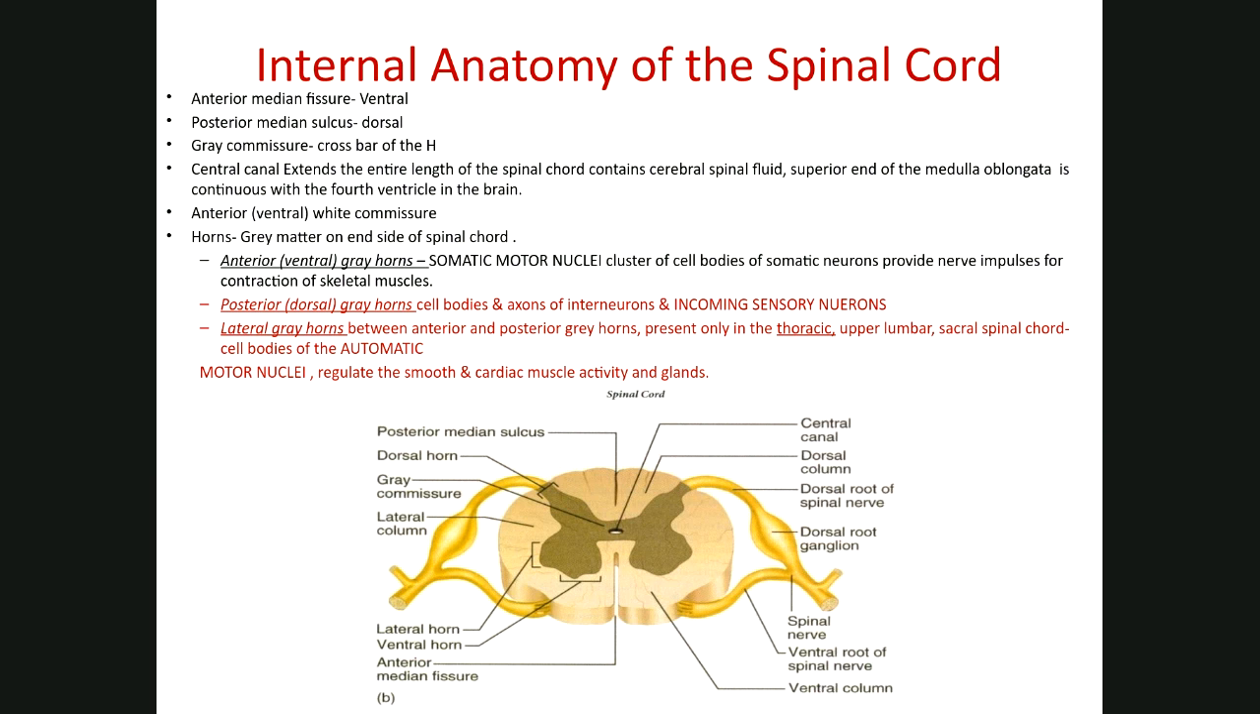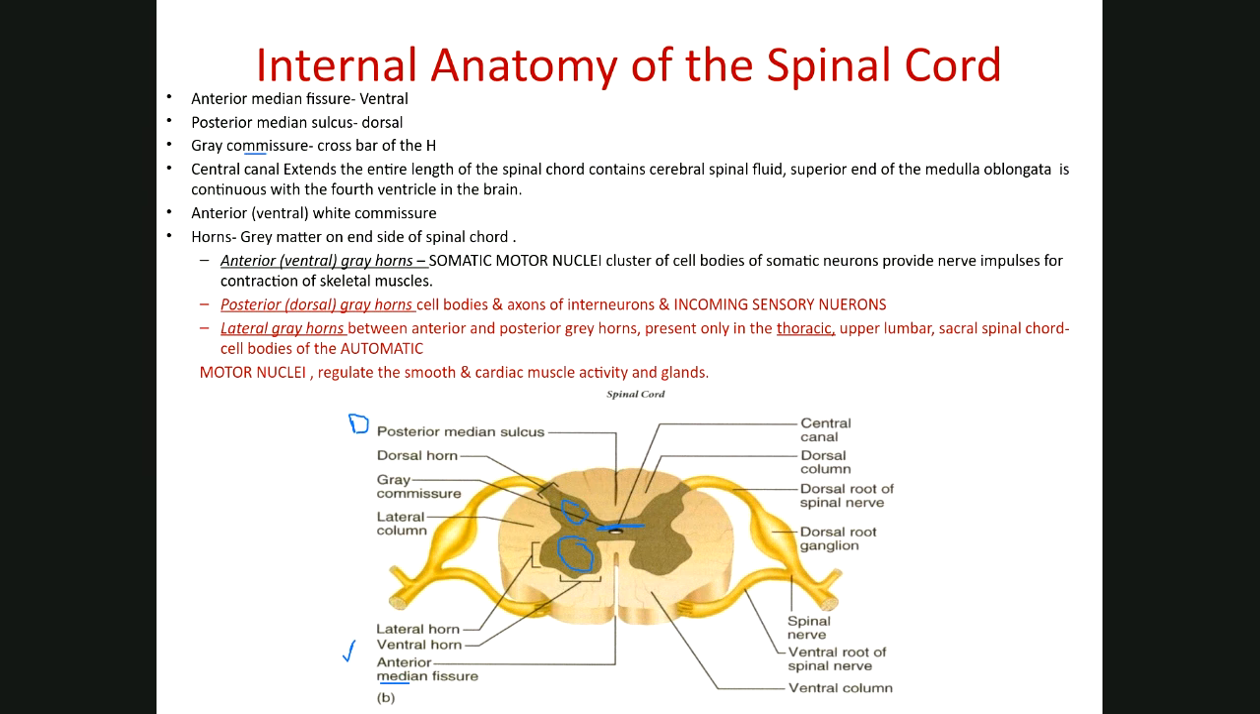So again, let's look at the internal portion of the spinal cord and discuss some of the details. The posterior median sulcus is also called the dorsal, where the anterior median fissure is also called the ventral. So this area of gray matter, let's discuss this. This is called the anterior gray horns. These are the posterior gray horns. The connection between the right and left is called the gray commissure, and this is the crossbar of the H.